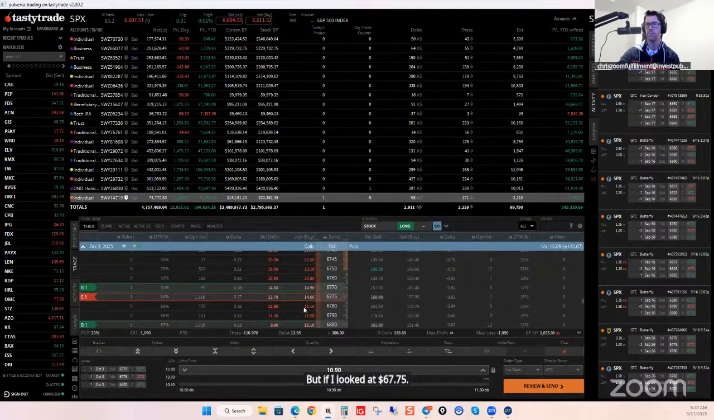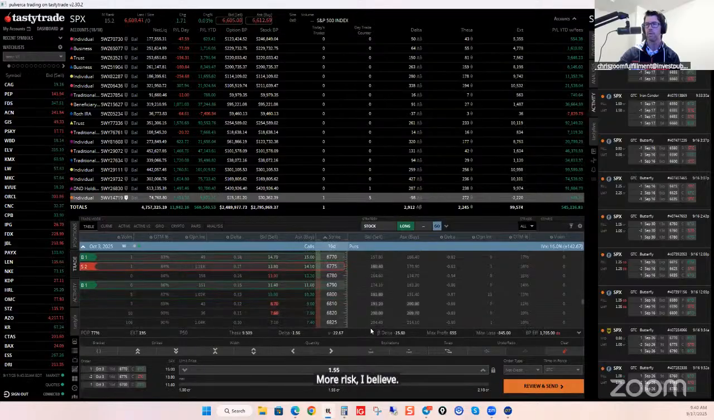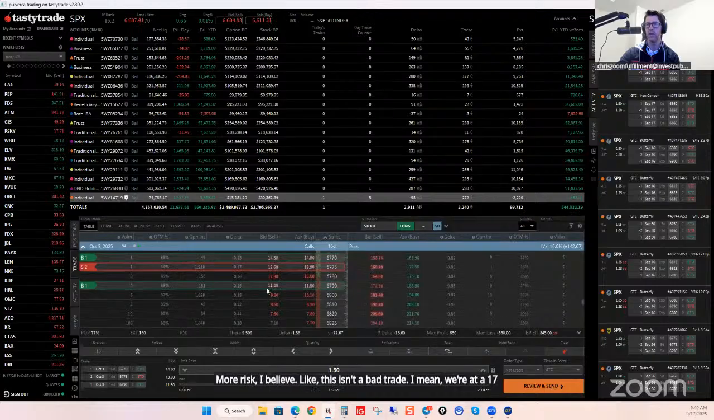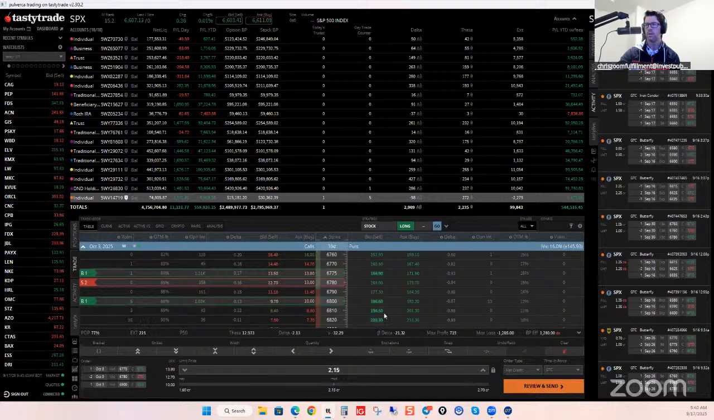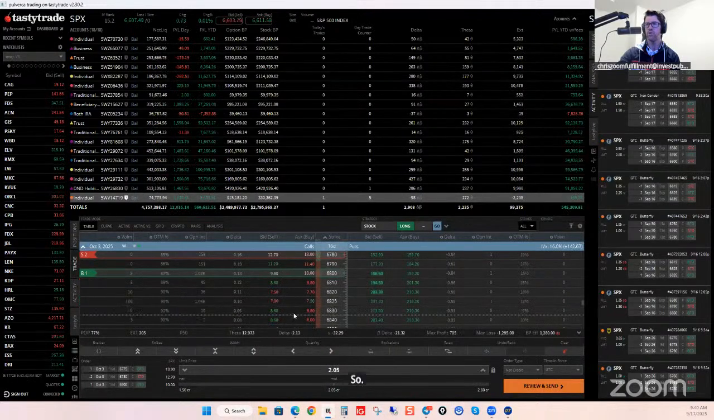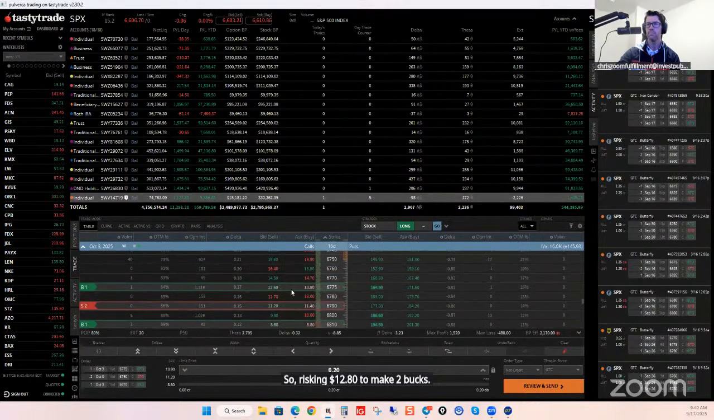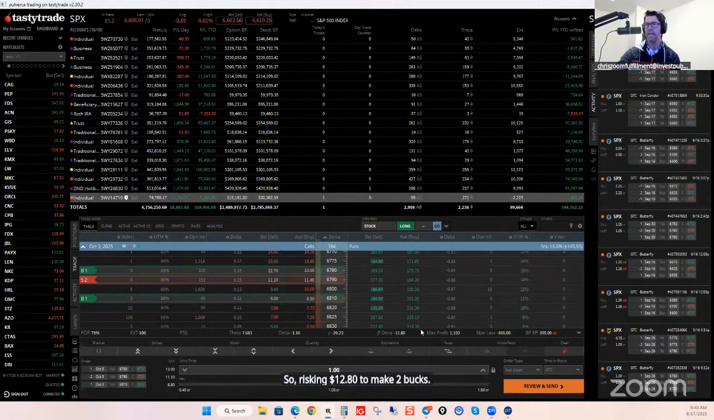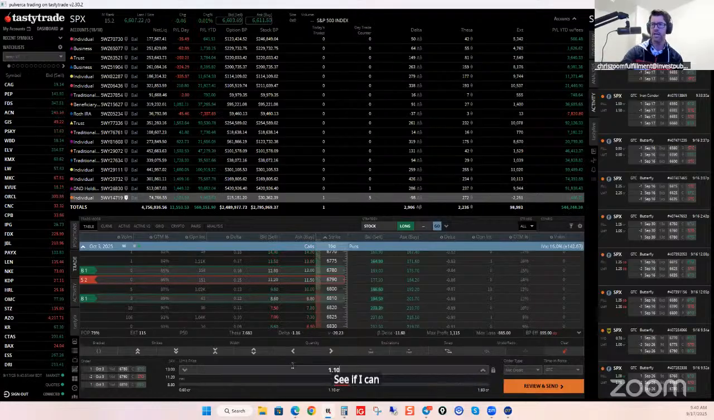that's a little bit more risk, I believe. Like this isn't a bad trade. I mean, we're at a 17 delta. Let me move this down one strike. So risking 12.80 to make $2. Risking 8.95 to make. I mean, if I get filled for a buck on this one, I might take the trade. See if I can get $1.10 on this trade for October 3rd.